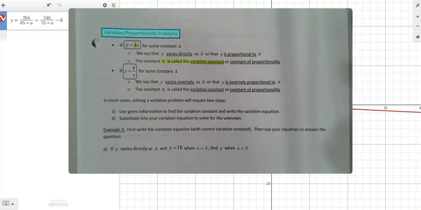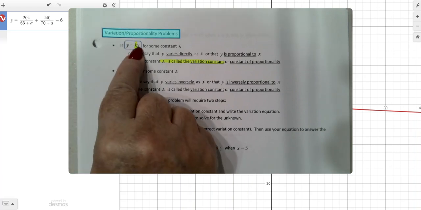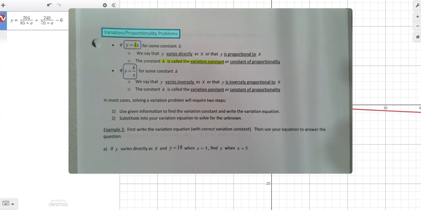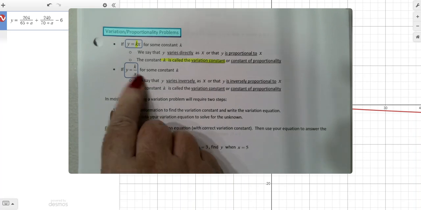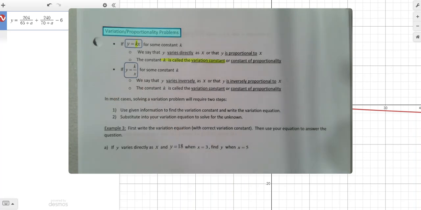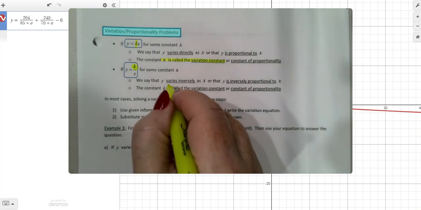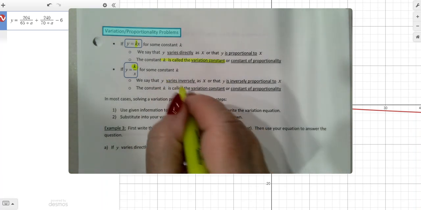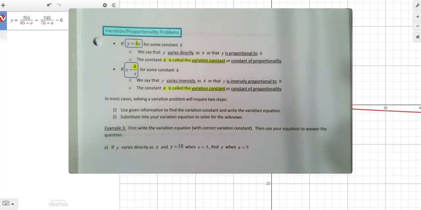This is direct variation. You're always going to take k and multiply it by the x. In the next one, notice here I've got k being divided by the x. When that's the case, we have what we call inverse variation. And again, k is our variation constant. So we've got the difference here between direct variation and inverse variation.